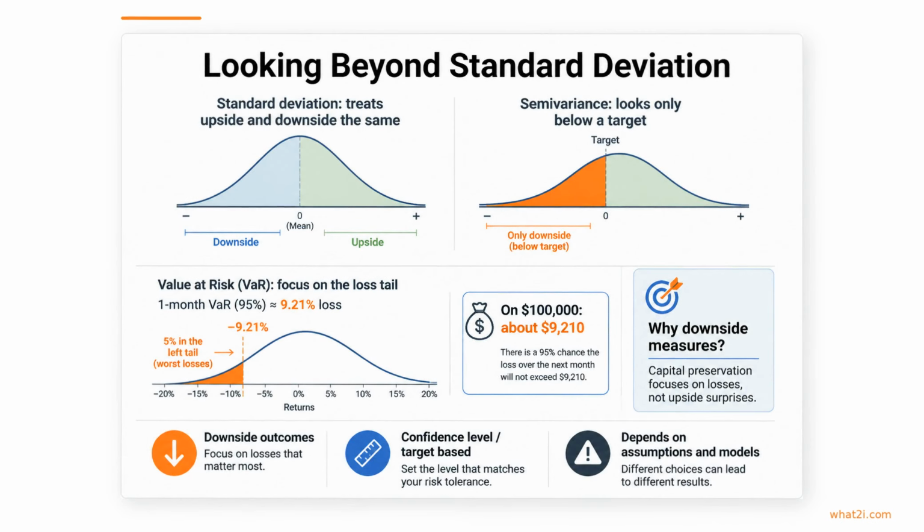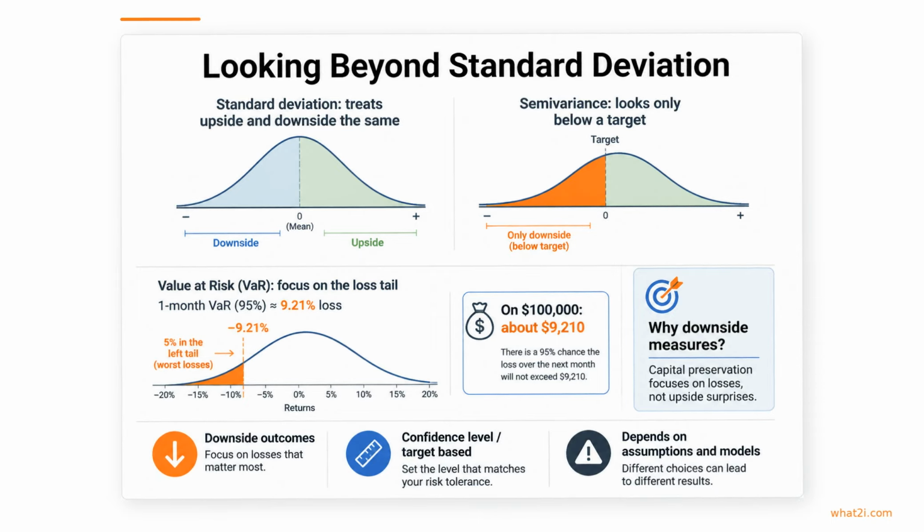Standard deviation is useful, but it treats upside surprises and downside surprises as equally important. For capital preservation, investors often care much more about losses than unexpectedly strong returns. That is why downside-focused measures can add value. Semivariance looks only at returns below a target or threshold, so it isolates harmful variability. Value at risk, or VaR, estimates a loss level associated with a chosen confidence level, such as the loss you would expect not to exceed 95% of the time under the model. These tools can sharpen your focus on downside exposure, but they still depend on assumptions, data quality, and model choice.